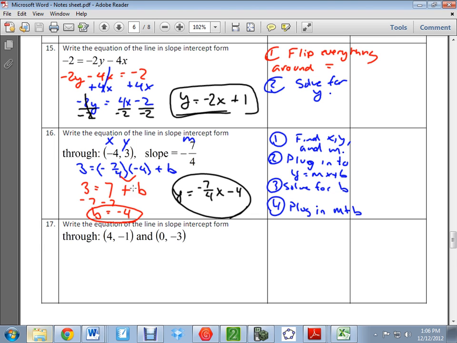Okay? Are there any questions about that type of problem? There are no real shortcuts for that. There are no special cases. It is what it is. Number 17.